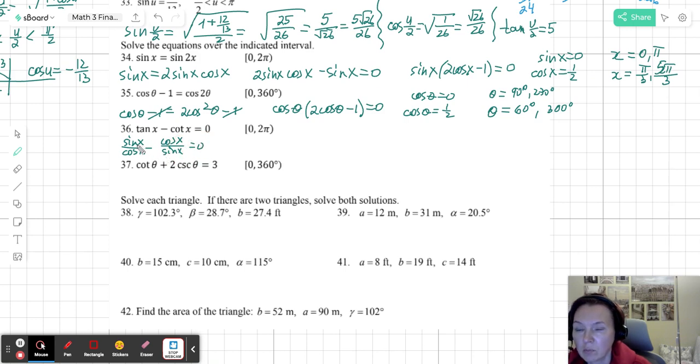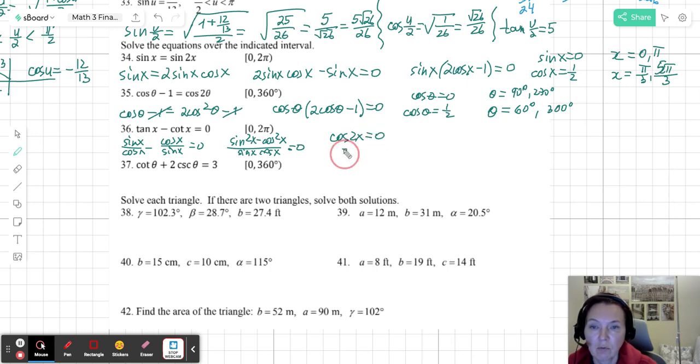I'm going to bring those two fractions to the same denominator, so I will have sine squared x minus cosine squared x over sine x cosine x equals 0. That means that sine squared minus cosine squared has to be equal to 0. In other words, cosine of 2x has to be equal to 0, which means that 2x has to be equal to pi over 2 and 3 pi over 2, which means that x will have to be equal to pi over 4 and 3 pi over 4.